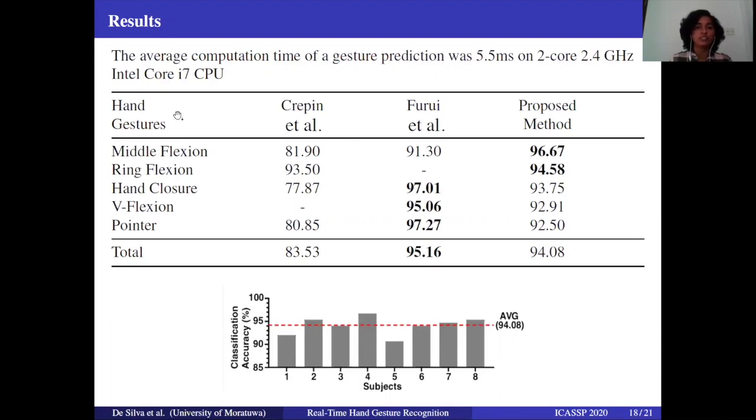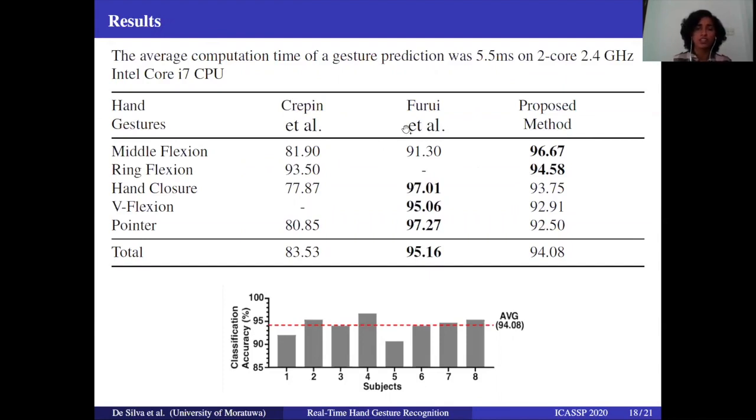If you take a look at the table here, we compare our results with the state-of-the-art methods available in the literature. Our method was able to recognize middle flexion and ring flexion with higher accuracies than the state-of-the-art methods. Compared to the study conducted by Kappel, the classification accuracy of our method was higher for all the gestures.